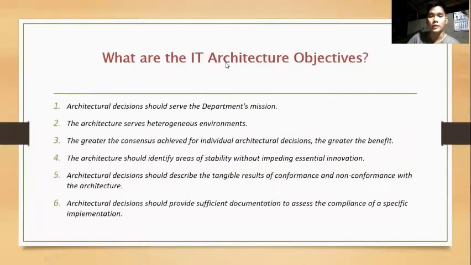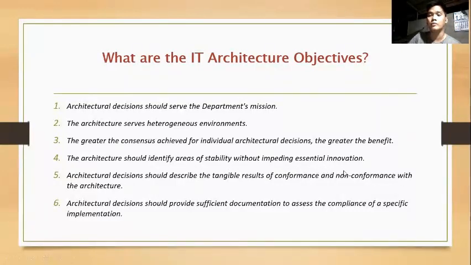So what are the IT architecture objectives? There are 6 IT architecture objectives. First, architectural decisions should serve the department's mission. The architecture serves heterogeneous environment. When we say heterogeneous, it is versatile or universal environment. The greater the consensus achieved for individual architectural decisions, the greater the benefit.